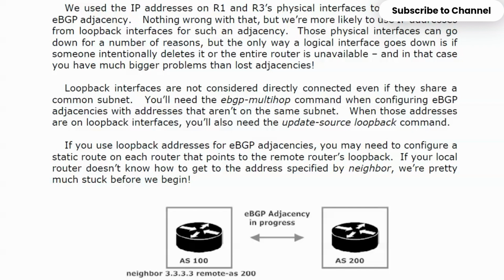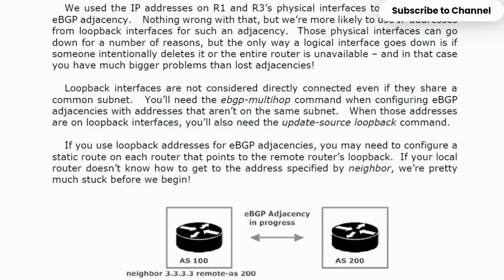Now, if you use loopbacks, you've got to include a couple of extra commands. And this is one of those things that catches you, but you don't want it to catch you on exam day. It's not going to, because you'll know, first off, it's an odd little BGP rule. Loopback interfaces aren't considered directly connected, even if they share a common subnet. You'll need the eBGP multi-hop command when configuring eBGP adjacencies with addresses that are not on the same subnet. So you'll need that anytime you're using loopbacks.